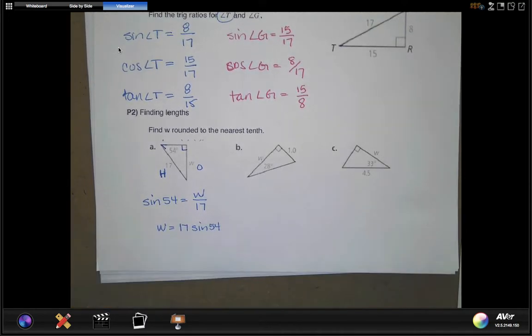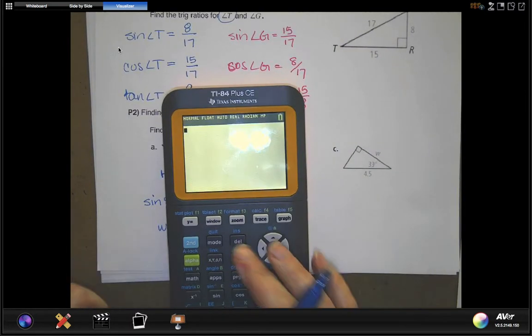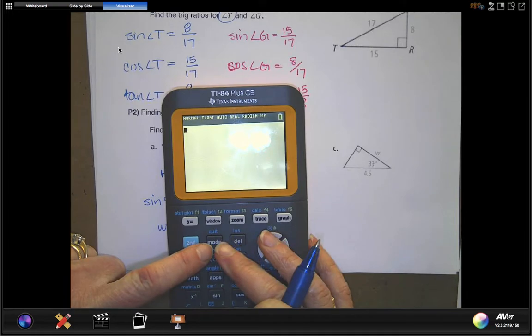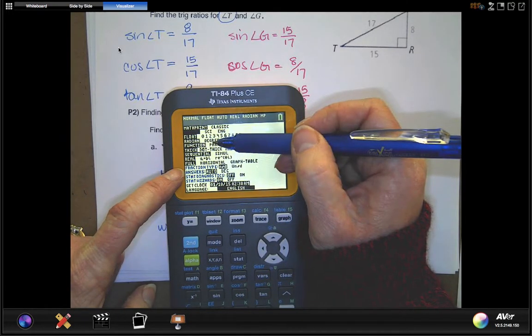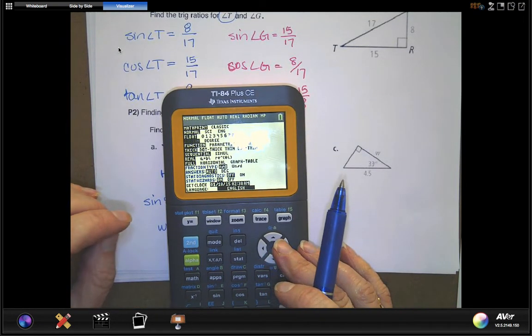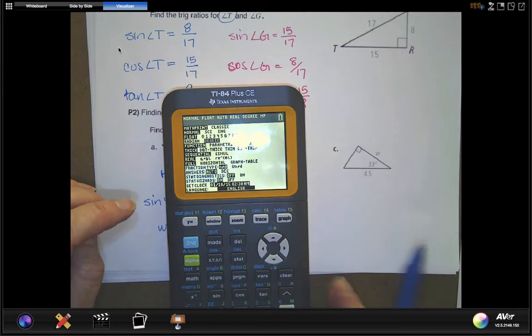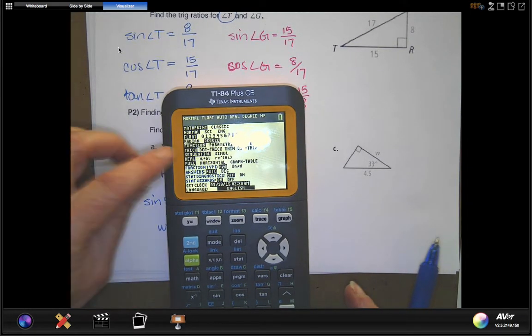All right, this is very important, what I'm about to tell you. On your calculator, it says mode. If you see here, there's radian and degree. We want to make sure we are in degree. So I go down here, go over, press enter. So you want to make sure that you are in degree mode.